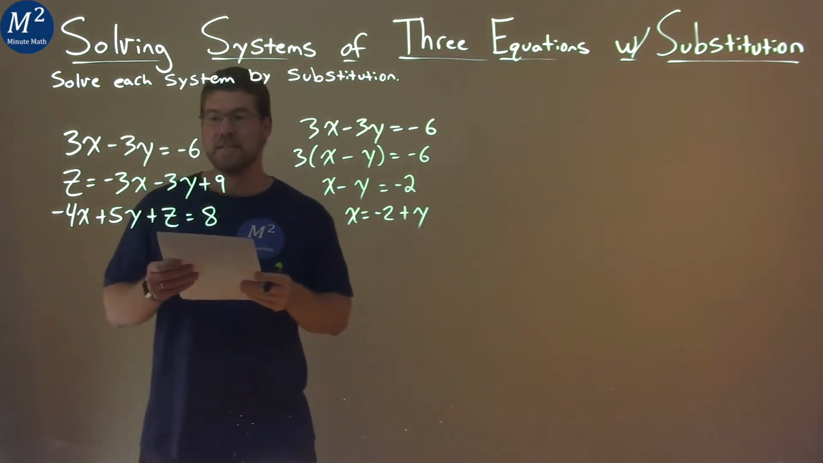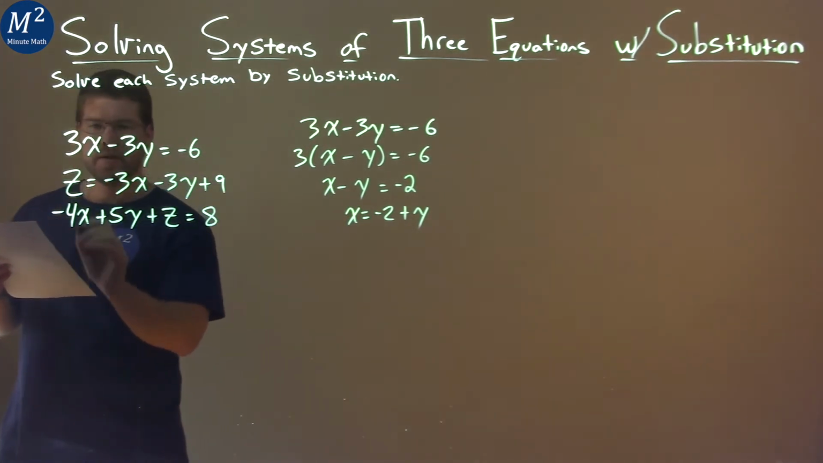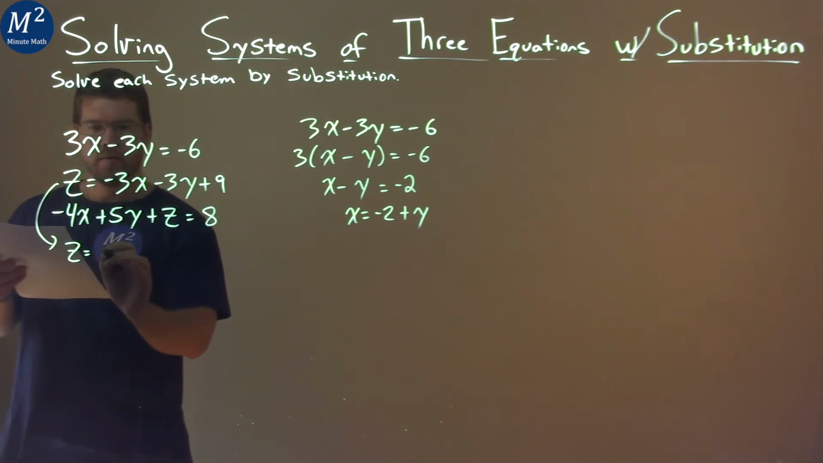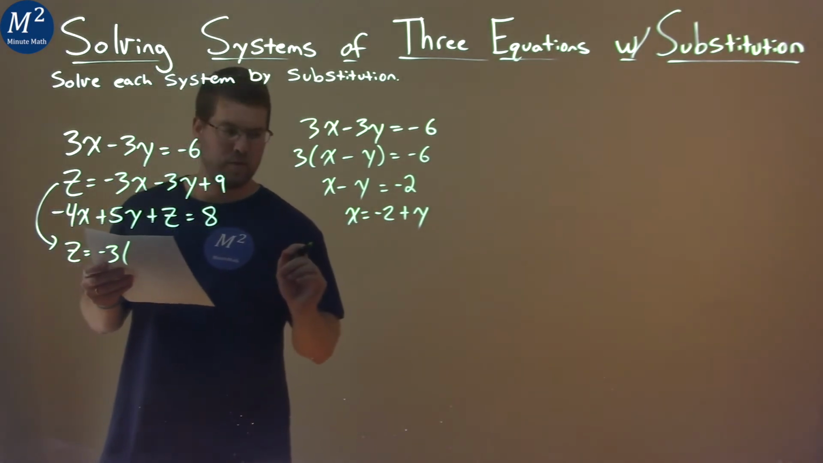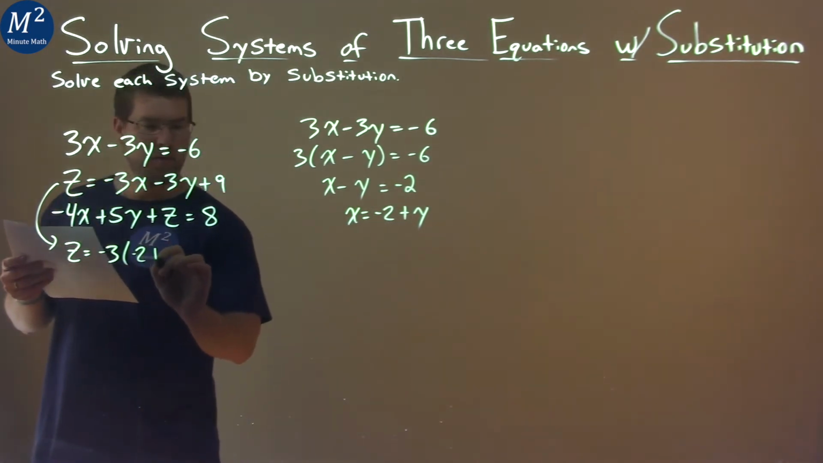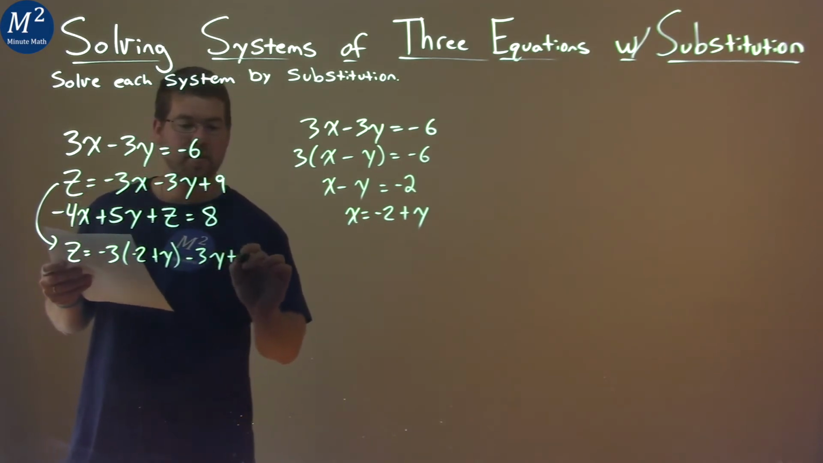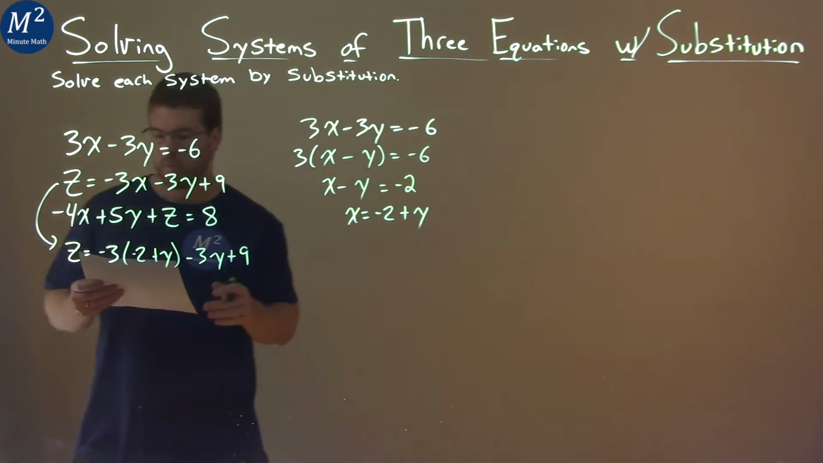Let's try to get z in terms of y. So our second equation right here, let's rewrite it down here, is z equals negative 3, and instead of x, I'm going to use the x value that we found here, negative 2 plus y. Then we have a minus 3y plus 9, and now look at this. We have z in terms of just y.